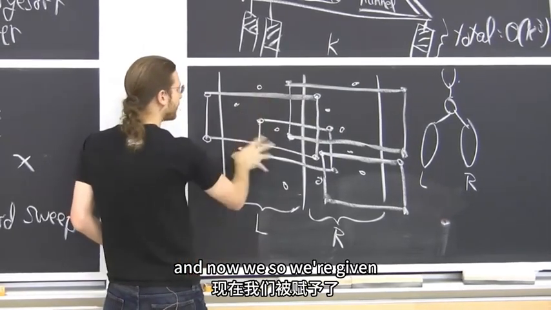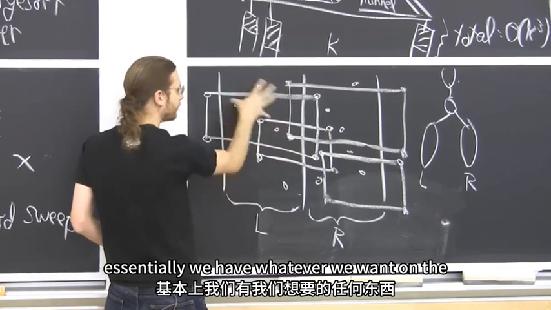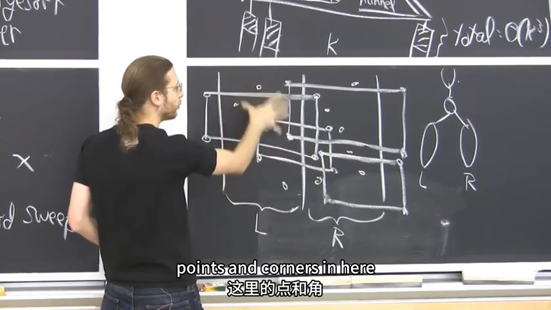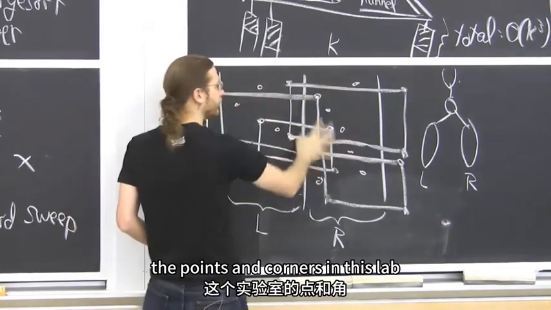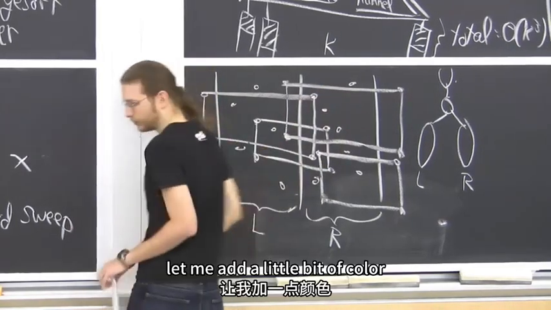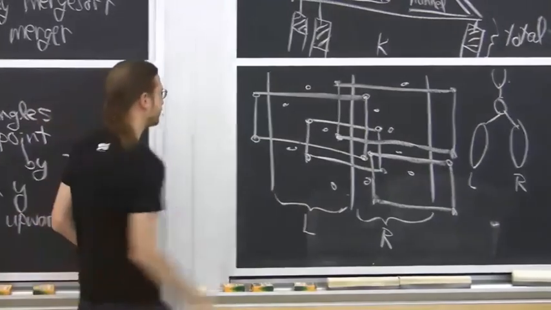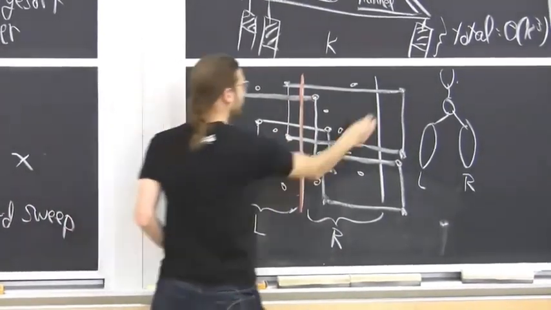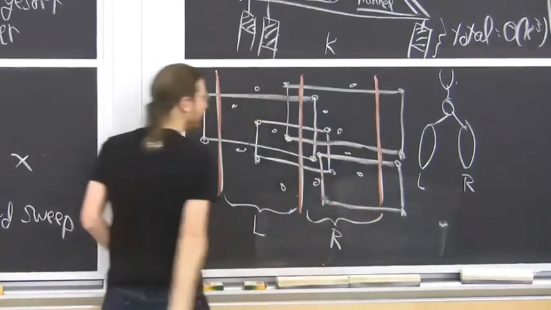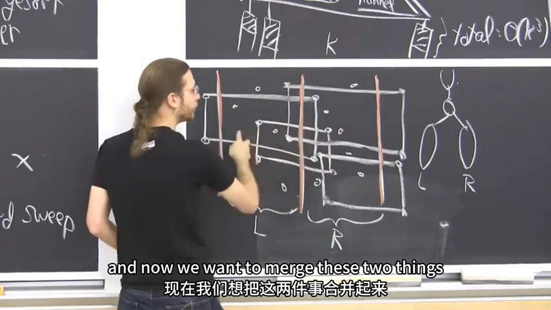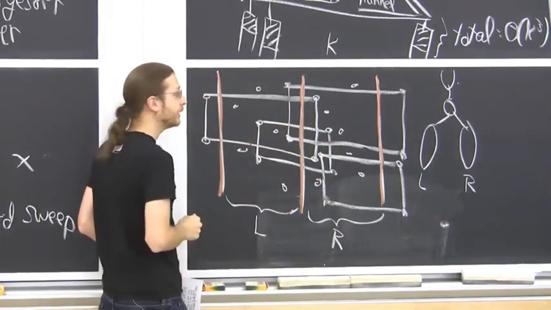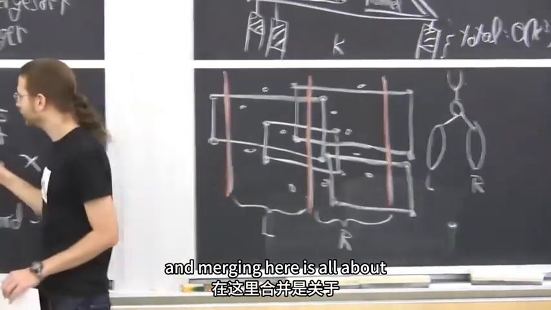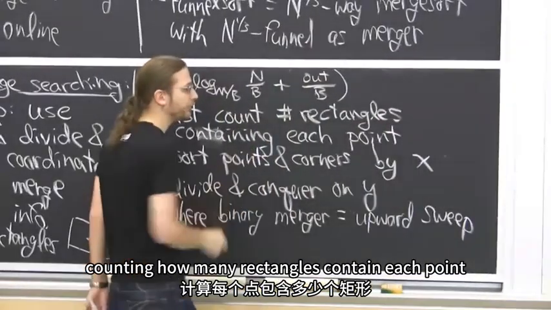Now we have whatever we want on the points and corners in here. We have whatever we want in the points and corners in this slab. Let me add a little bit of color. These lines. And now we want to merge these two things. And merging here is all about counting how many rectangles contain each point.